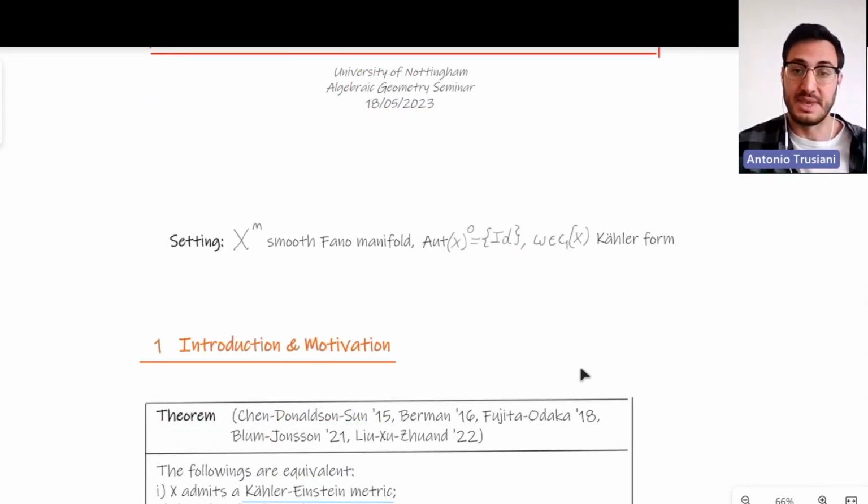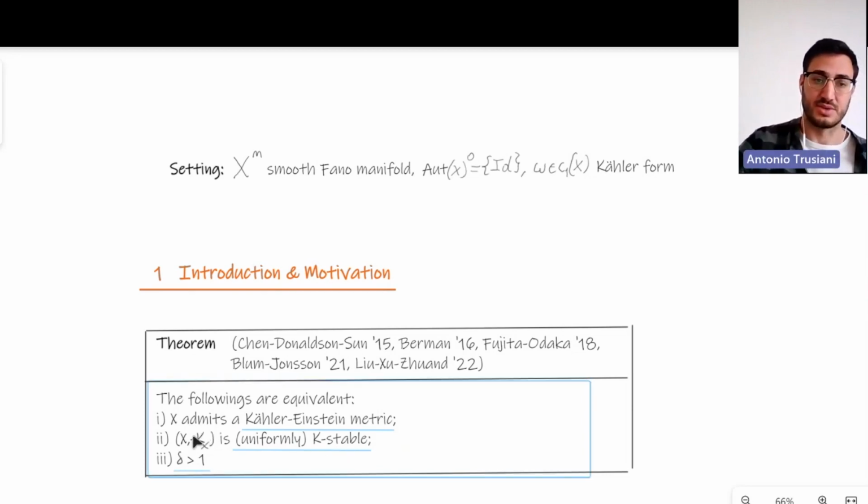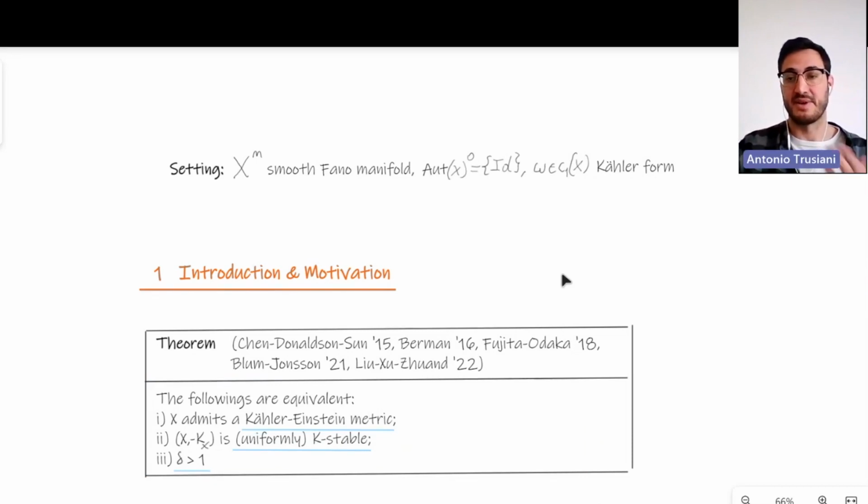Let me start with this main theorem. It's a theorem where many mathematicians have worked in the last 20 years, but let me just cite these guys. And this theorem represents a connection between a differential geometric object, like Kähler-Einstein metrics, and an algebraic geometric notion that is called K-stability. This one implies 2 and 2 implies 1.